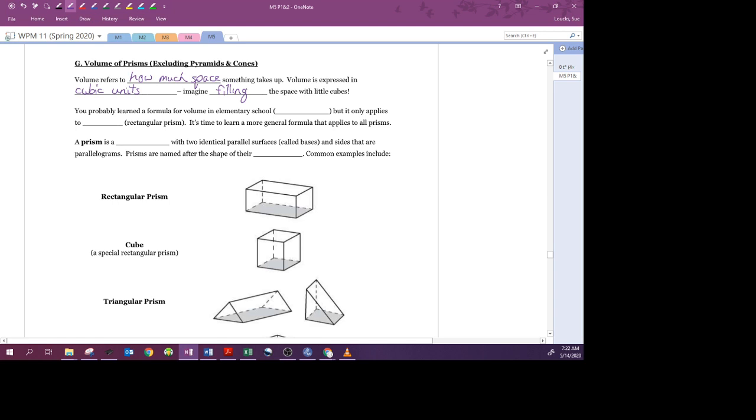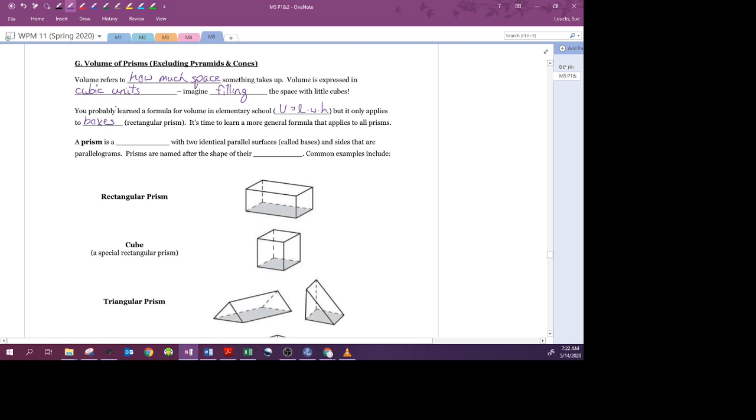You probably learned a formula for volume in elementary school. Volume equals length times width times height. Remove that from your brain because it only applies to boxes, or what we call rectangular prisms. Okay, we need a more general formula that applies to all the prisms. So let's start by figuring out what a prism is.